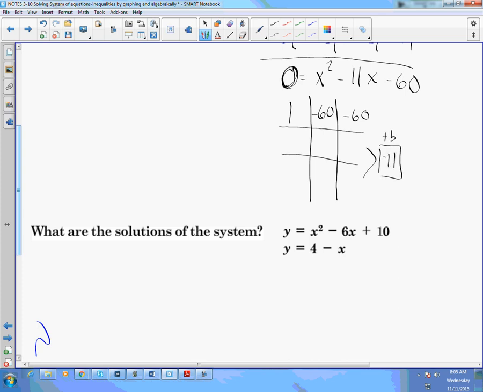Okay, so let's see. Two numbers that multiply to -60 and add to -11. Very close. You're very close. 15 and 4, but which one has to be negative in order for them to add to -11? It has to be -15, because if 4 is negative, then it'll just be positive.